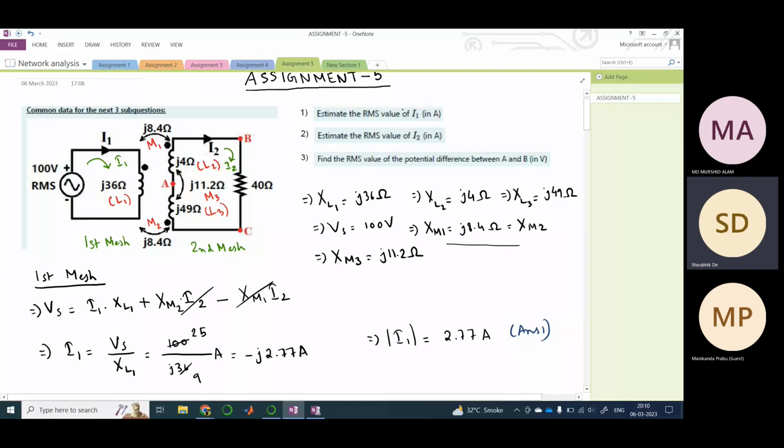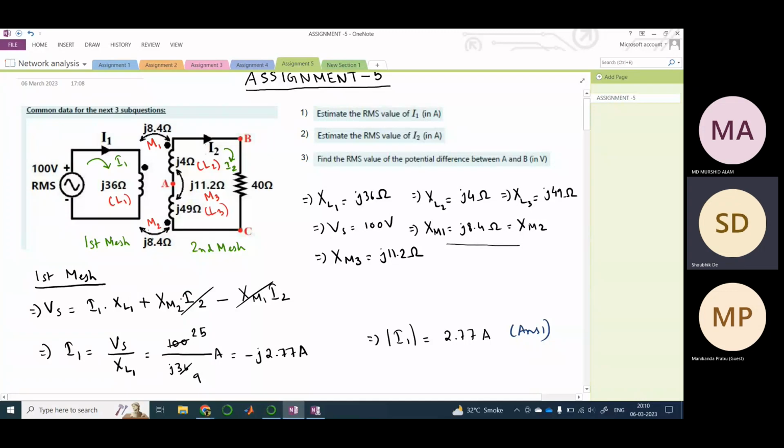Now they have told us to find out I1, right? Here we have written all the necessary terms, and while solving such a problem, when you have so many terms given, for your comfort and ease, I have shown all the terms here. So we are writing the first mesh. It is nothing but Vs equals, so I1 is flowing in clockwise direction. It is I1 into XL1. Now plus XM2. Why plus XM2?